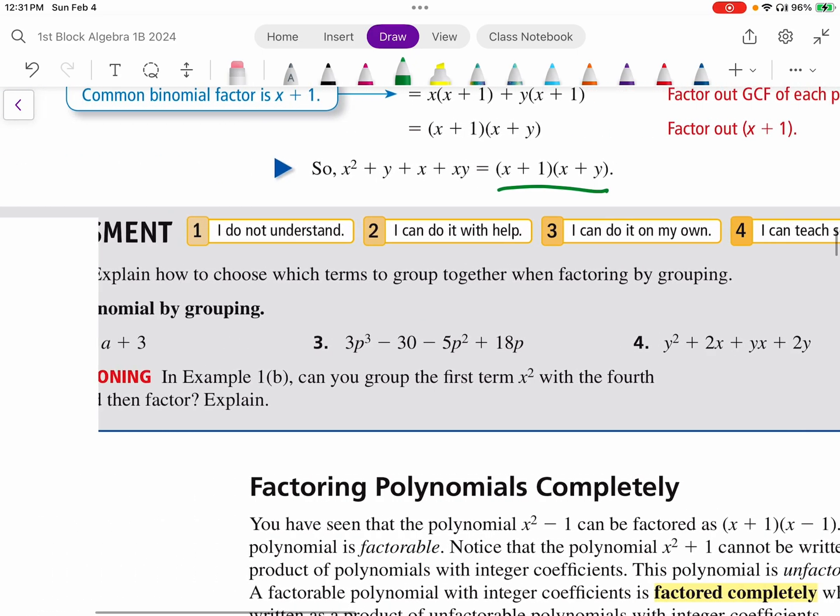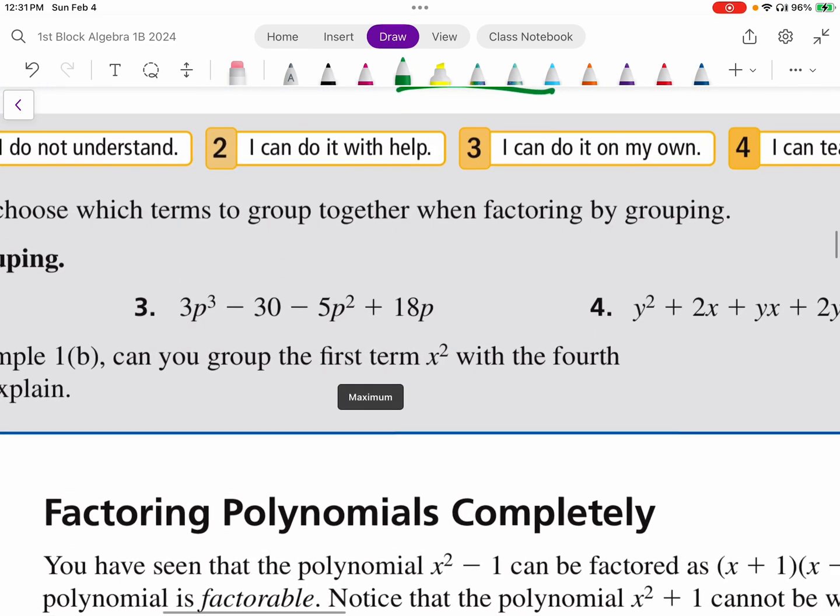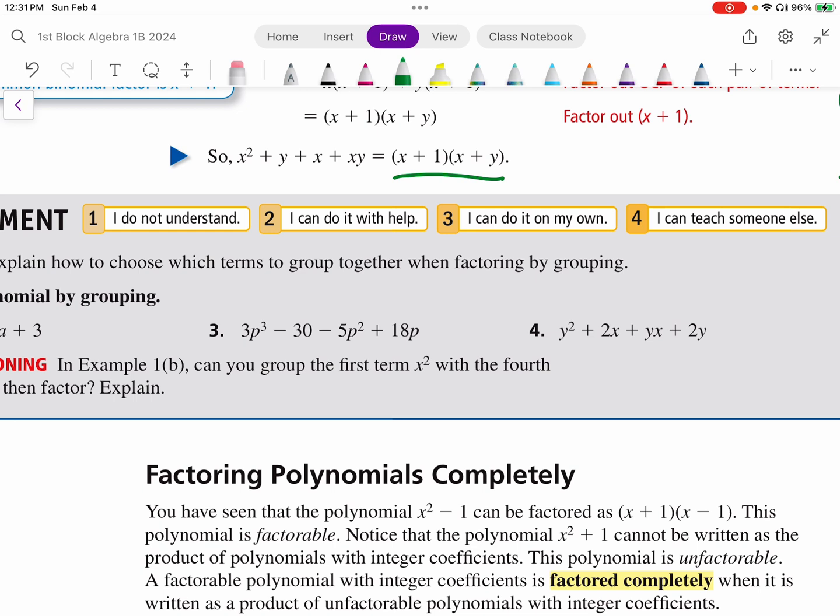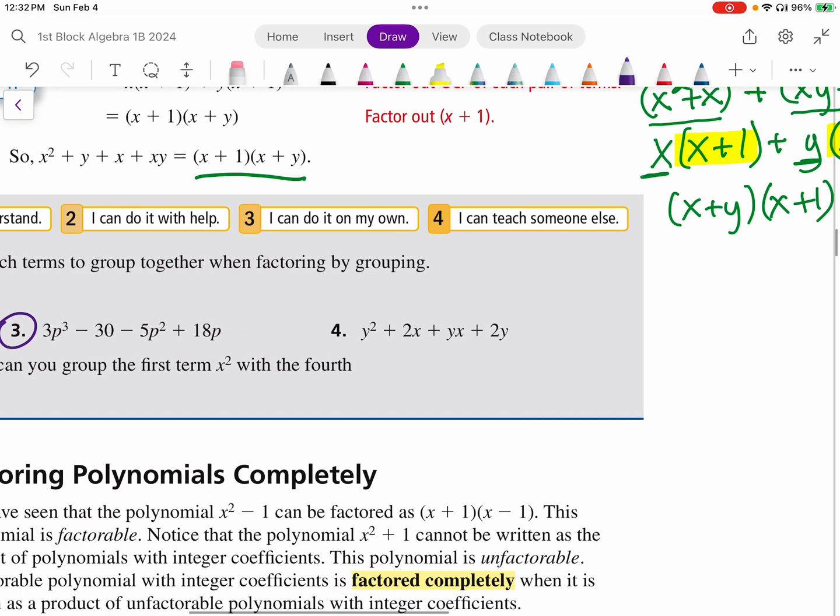All right, let's try one for practice. So on your own, let's do number 3. Pause the video, solve number 3, and then come back and check your answer. Pause now. Welcome back to the video.